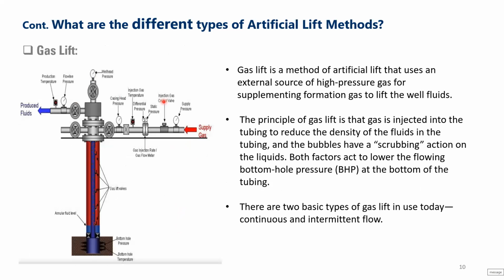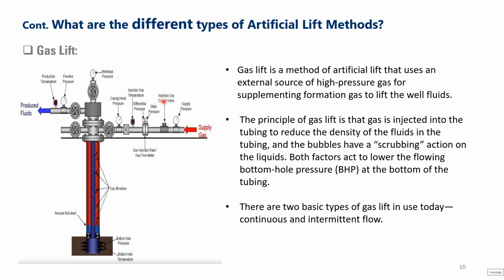The third artificial lift method that we will look at is the gas lift. Gas lift is also an artificial lift method, which uses an external source of high pressure gas for supplementing formation gases to lift the well fluids. Basically, it's a process of injecting gas into the well to help increase the formation pressure and help flow the well by getting the hydrocarbon to the surface.